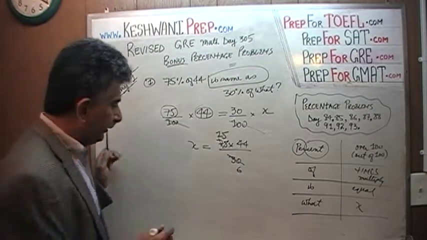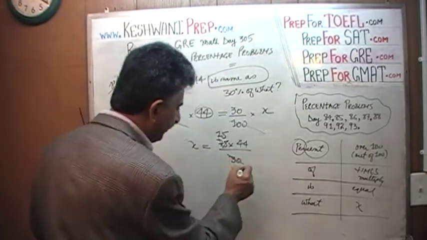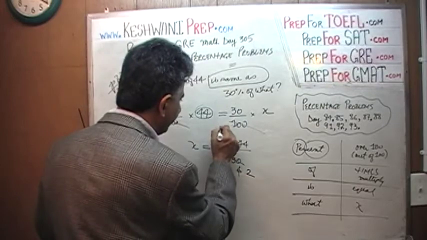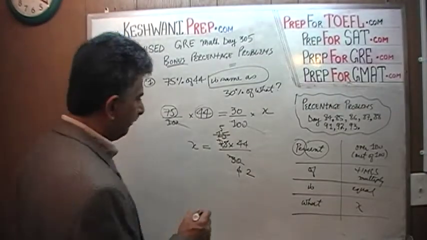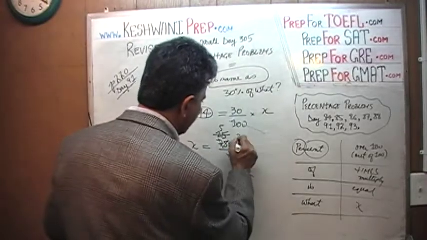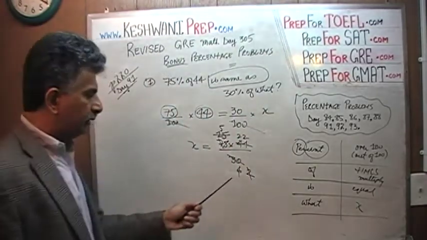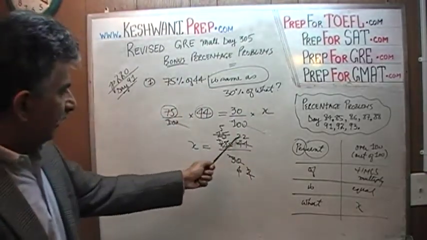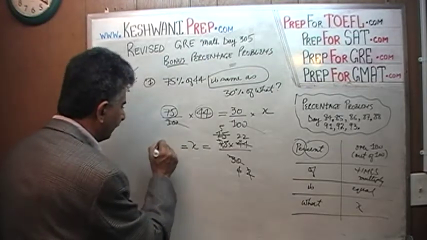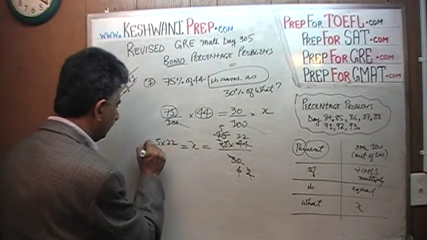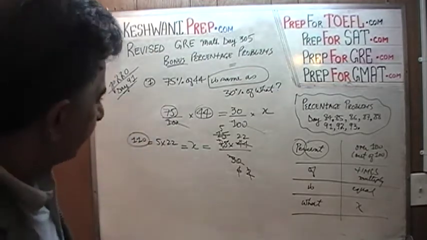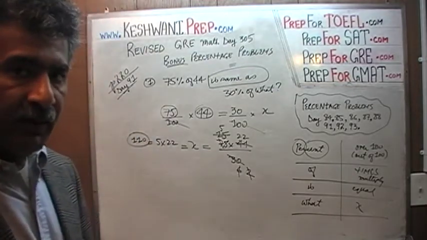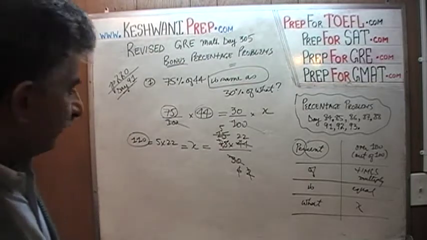Divide top and bottom by 3. The 6 becomes 2, and 15 will become 5. Divide top and bottom by 2 one more time, and 44 will become 22, and 2 will disappear. So we have x equals 5 times 22 over 1, which is 110. That's it. You're done. Let's quickly verify to make sure that our answer is correct.